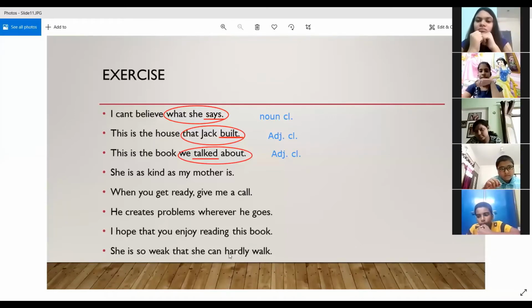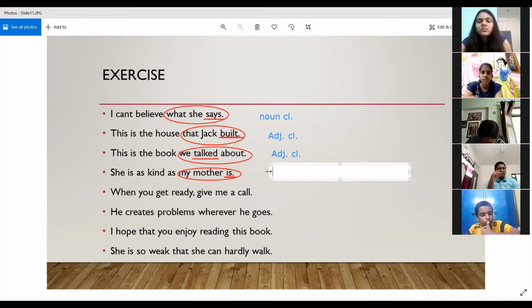First of all, we will have to include as kind in the main part so that we can compare it to something. She is as kind as my mother is. She is being compared to the mother, my mother, and is is the verb that is present in the clause. So over here, what is happening? Comparison is being done. So it is an adverb clause, because comparisons are done in adverb clauses.